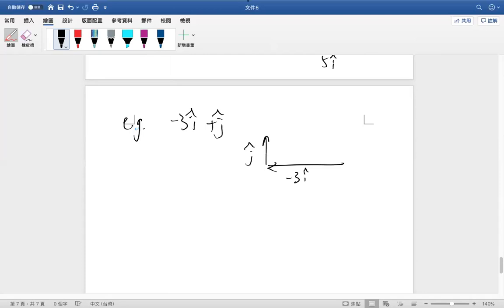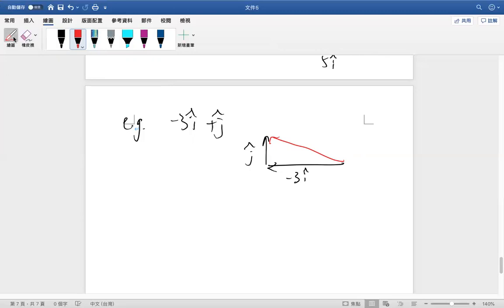And so negative 3i plus j will be this hypotenuse here, and it points like this. Is it okay? Cool.